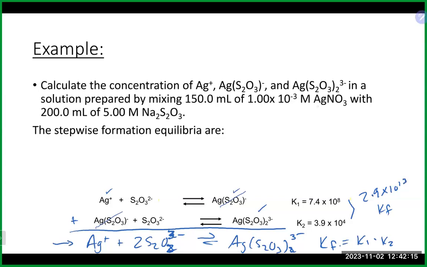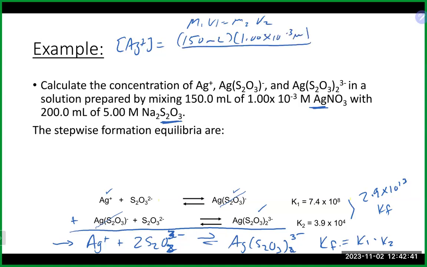So we are putting these guys together. Our silver nitrate is our source of silver. This guy right here is our source of the S2O3 2 minus. So that's M1V1 equals M2V2 action happening there. So our concentration of silver would be 150 milliliters times our 1 times 10 to the minus 3 divided by our total volume, which is 150 and 200, which would be 350 milliliters. So those cancel. That's going to get us 150 times 1 to the minus 3 divided by 350. We got something like 4.29 times 10 to the minus 4 molar.